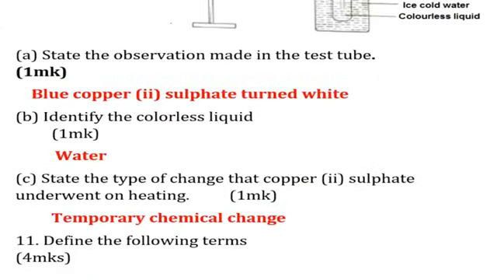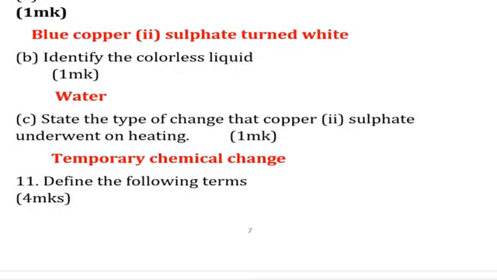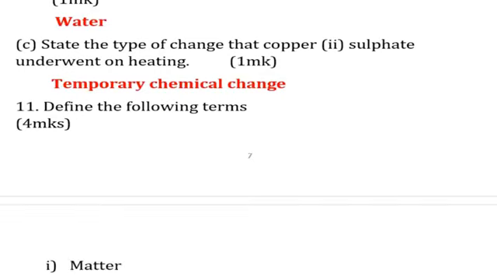You are told, state the observation made in the test tube. The observation made is that blue copper 2 sulfate turned white. Identify the colorless liquid. The colorless liquid is water. Next, state the type of change that copper 2 sulfate underwent on heating. That one is temporary chemical change.